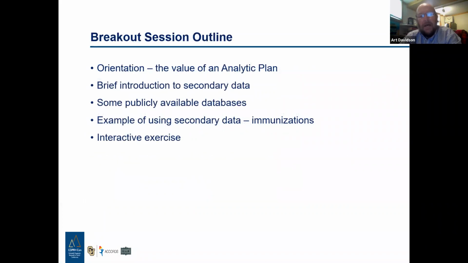And here's the outline for the session. We're going to start with a little comment around the analytic plan, then a brief introduction that I'll give to secondary data and some secondary data example databases, and then Allie's going to talk about immunizations, and we'll have a little interactive session.